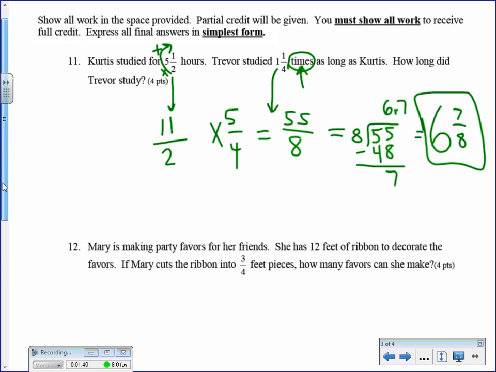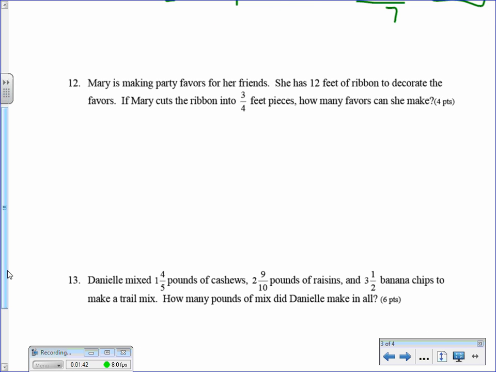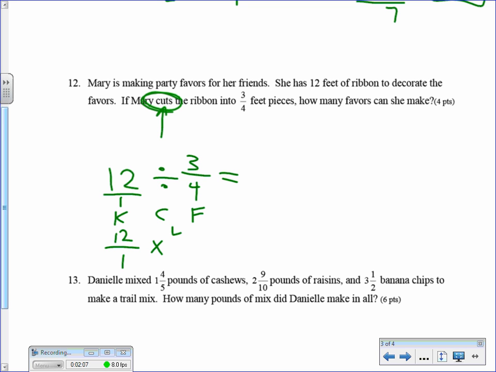Number 12, party favors. I liked some of your creative solutions to this, but this word cuts means divide. So it's 12 divided by 3/4. How do you do it? Keep the 12, make it into a fraction, change division, and flip the second fraction. So 12 over 1 times 4 over 3.